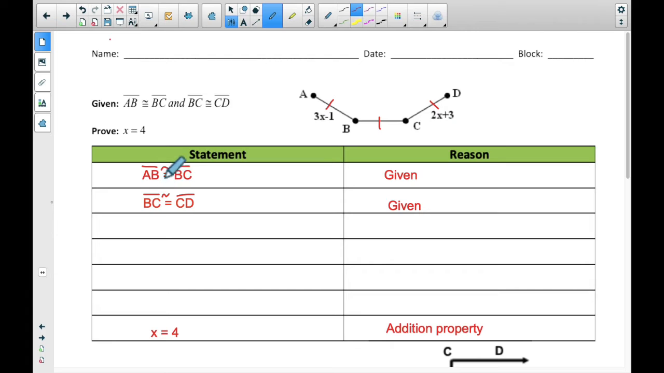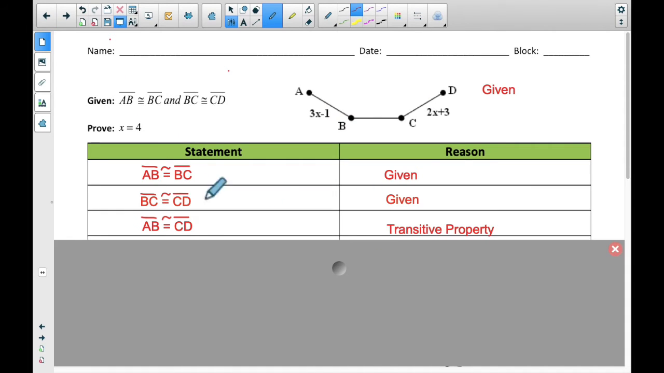All right, we have AB is congruent to BC, which is given. BC is congruent to CD, that's given. I don't know if you can tell by the way they're laid out here that this is a certain property. Look how they both have a BC there. When they both have that BC there, we can call this the transitive property. So I'm going to say that AB is congruent to CD because of the transitive property. I basically just cut out that middle step and came straight to it. That's the transitive property.